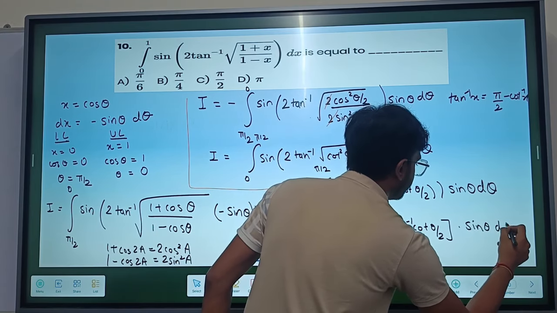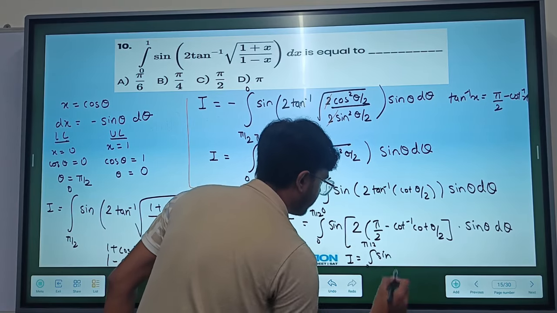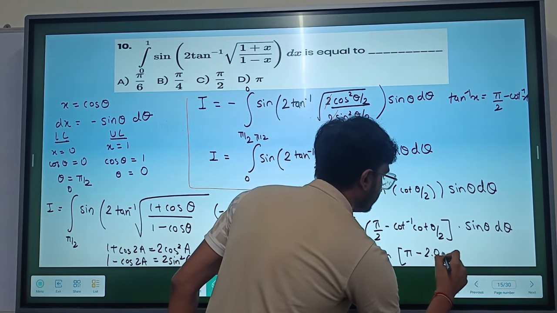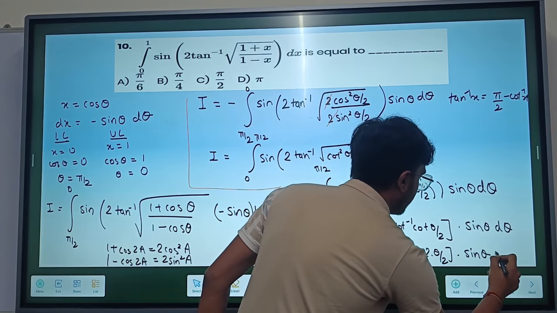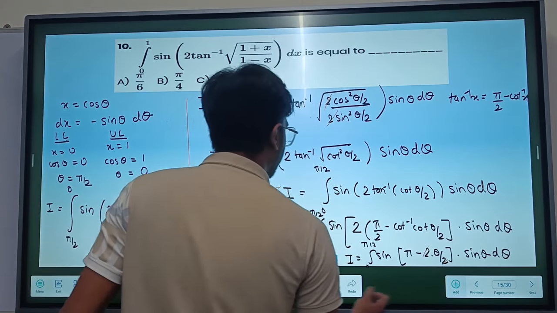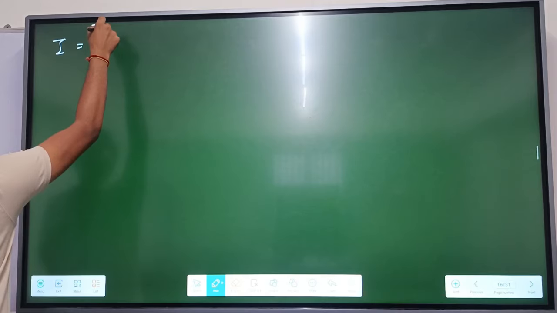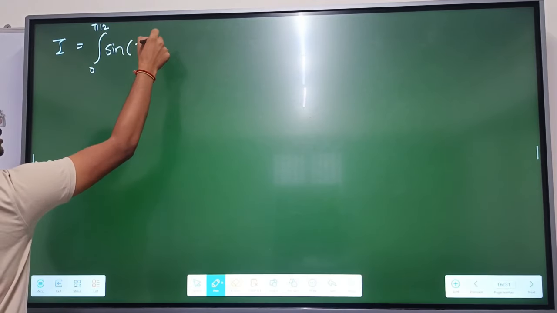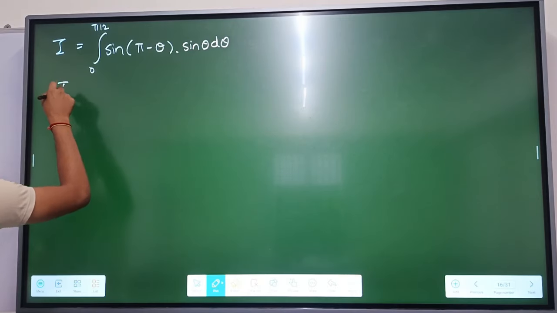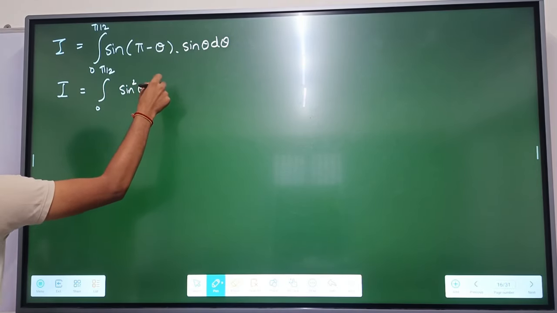into sin theta d theta. So I would be from 0 to pi by 2 sine of 2 into pi by 2, pi, minus 2 into theta by 2 into sin theta d theta. 2 and 2 cancel. Cot inverse cot theta by 2 is theta by 2. So what do I get? I value is equal to 0 to pi by 2 sine of pi minus 2 into theta by 2 into sin theta d theta. So I is 0 to pi by 2 sine of pi minus theta sin theta, sin square theta d theta.